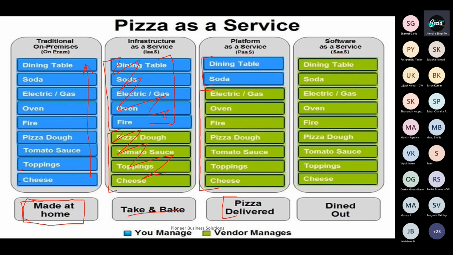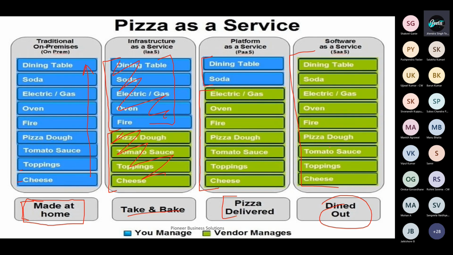Then finally, the last one is dine out. In dine out, what happens? You just pay. Everything else will be taken care of by that particular restaurant itself. You go over there, they will have a table already. You just order whatever you want, and the remaining things will be taken care of by them only. You just pay for whatever you have used. This is a simple example.